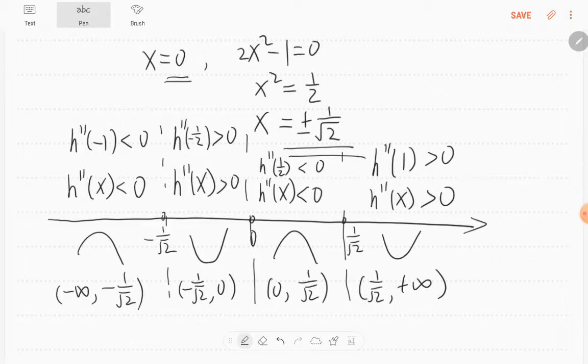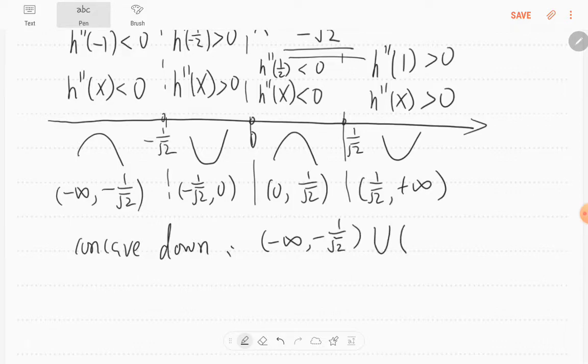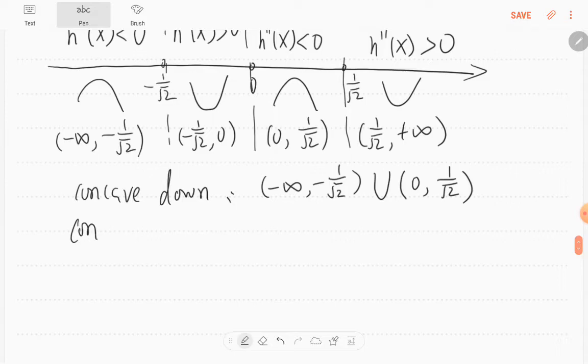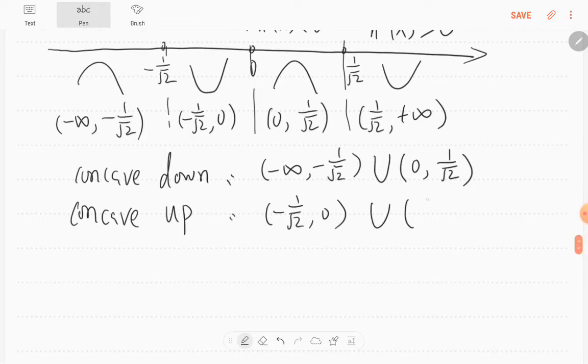So that means this function is concave down on the interval from negative infinity to negative 1 over square root 2, union from 0 to 1 over square root 2. This function is concave up on the interval from negative 1 over square root 2 to 0, union 1 over square root 2 to positive infinity.